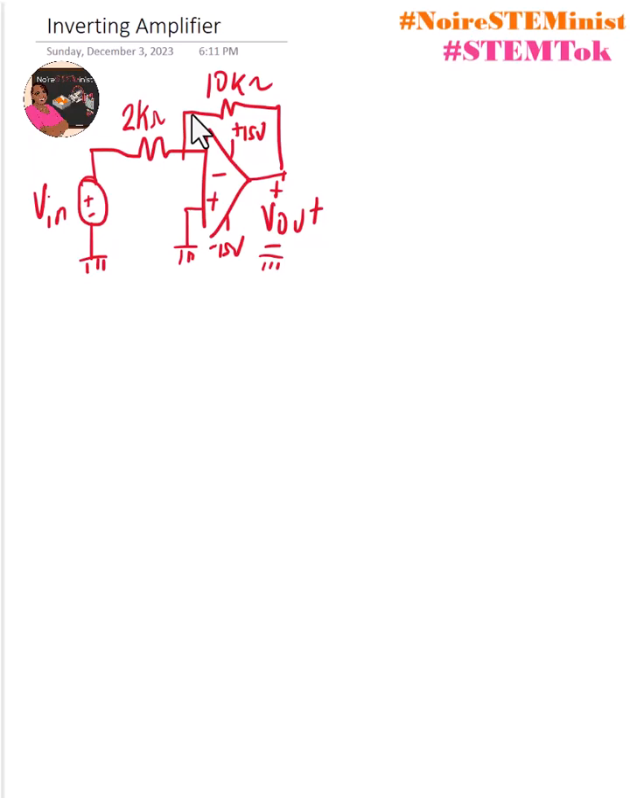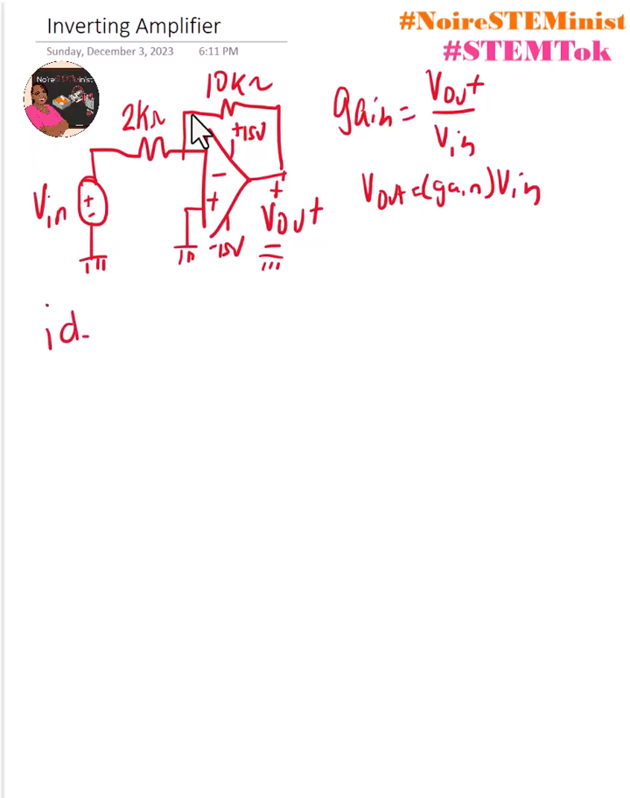So what we're going to do here is analyze this op amp to find the output voltage and the gain. The gain is the ratio between the output V out and the input V in, which means that V out is equal to the gain times V in.